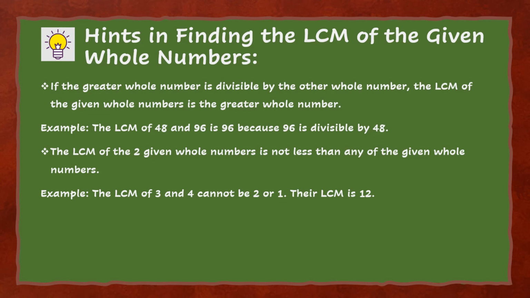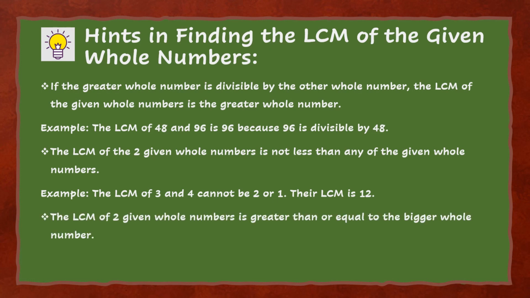And when we use multiples of 3 and 4, we can get the LCM, which is 12. By the way, please remember your lesson in finding the LCM using the listing method, or also known as listing the multiples method of 3 and 4. And let's go to tip number 3.